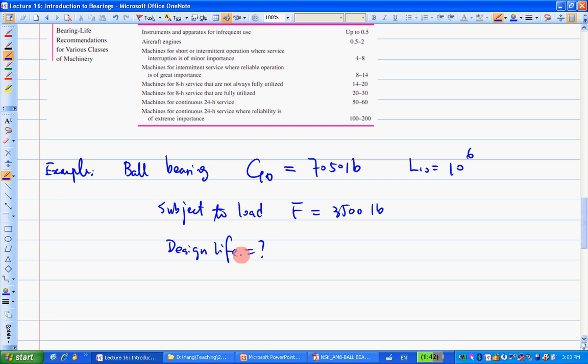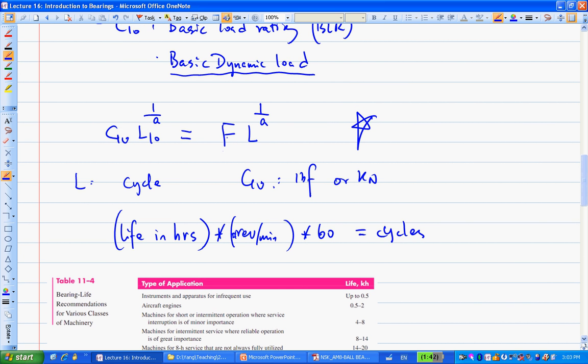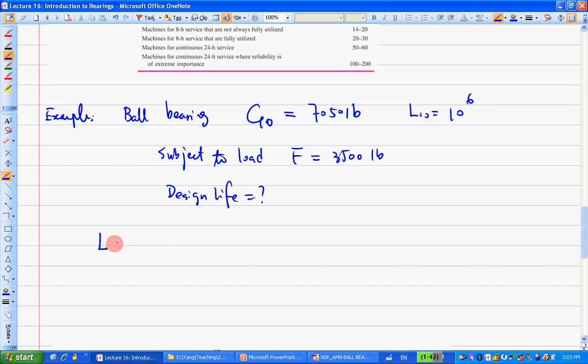So what would you expect the design life to be? Would that be shorter than 10 to the power 6, or longer than 10 to the power 6? Longer, right? So basically, you go back to this equation right here. What do we know? We know this, we don't know this, we know this. We want this.